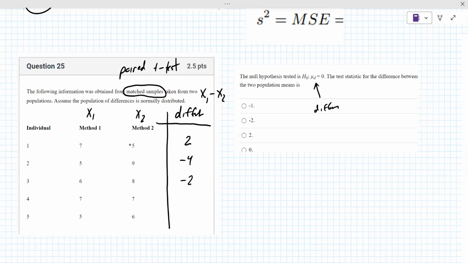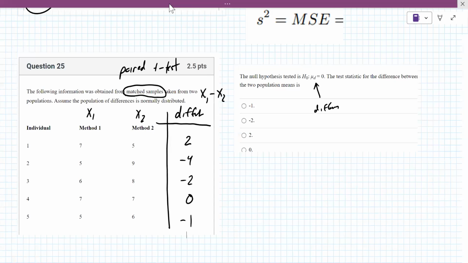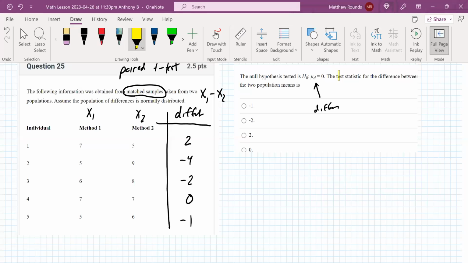6 minus 8 is minus 2. 7 minus 7 is 0. 5 minus 6 is minus 1. Now, the question is asking for the test statistic. You always have to know what it is even asking for.